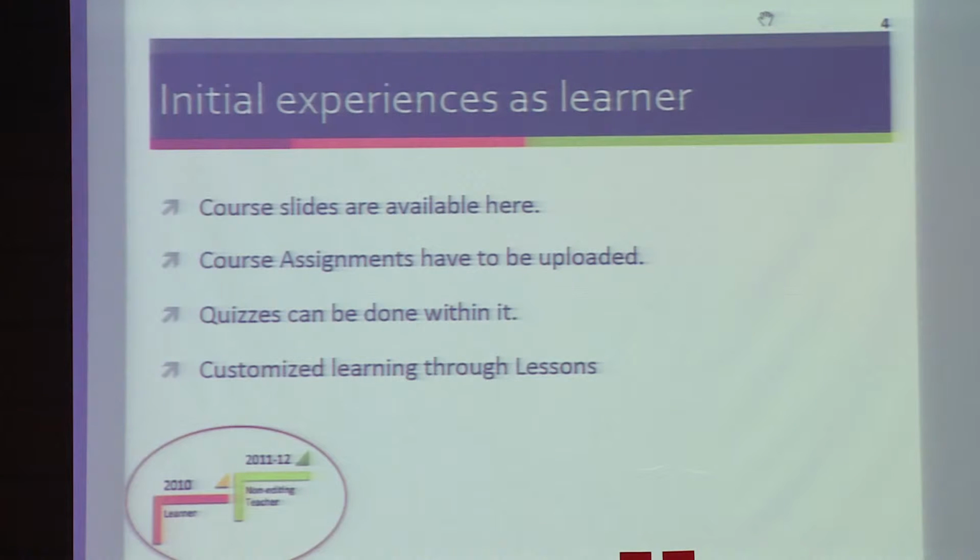So my initial experience as a learner was pretty much the same. I can see my course slides, I can download my resources, I can do my quizzes, and yeah, there is something called lesson through which I can go through my own learning path. This was 2010 to 2012, where I was still an MTech.